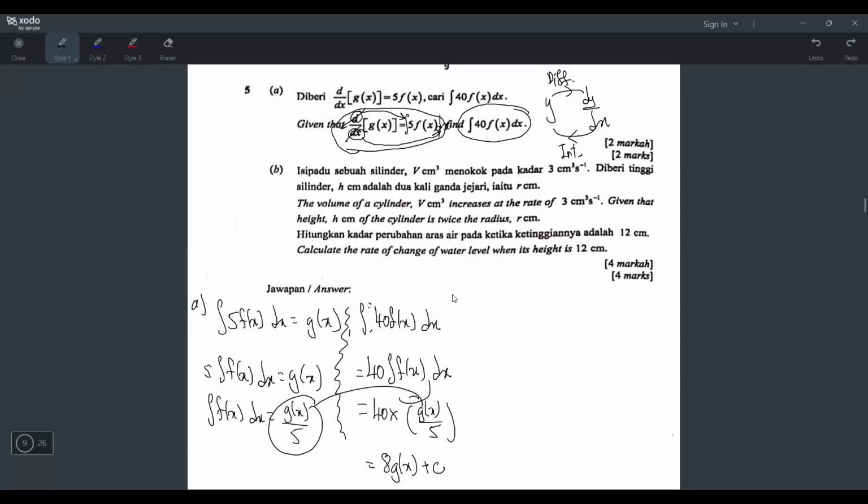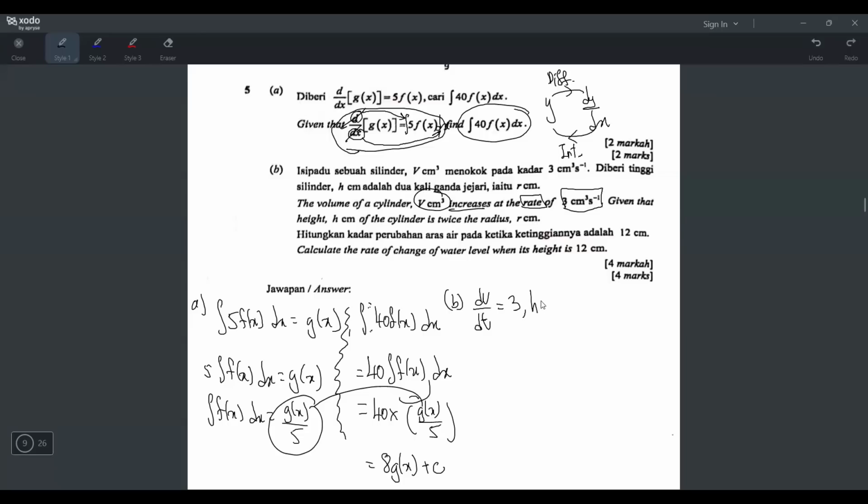Okay, let's do B. So B says what? The volume of cylinder V increases at the rate of 3 cm cube per second. I think I know this is differentiation already because I see the word rate. So ini soalan pembezaan lah, from chapter 5 differentiation. So they give us the rate of volume is 3 increases. So when you see the word rate, it means over dt. Dia mesti over dt. But this one is rate of volume, so it's dV over dt increases at 3, so positive 3 lah, increases ma, positive.